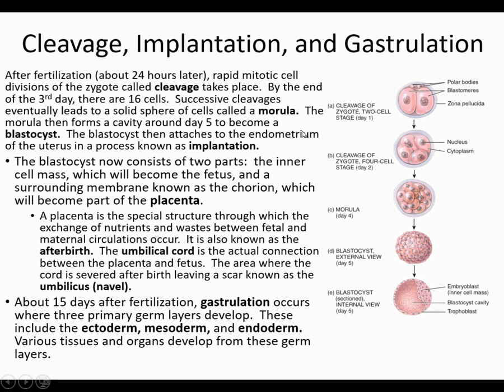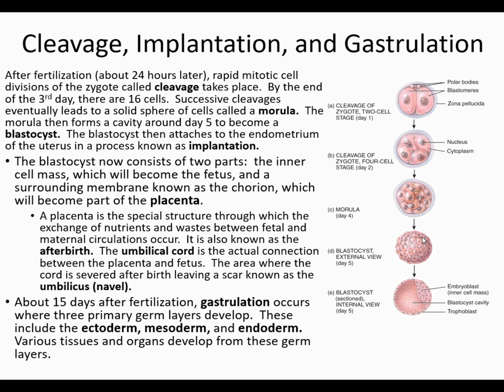Successive cleavages eventually lead to a solid sphere of cells called a morula. A morula is basically just a solid ball of cells, which the next day will become a blastocyst, which is a sphere that's hollow on the inside. This is important because this is what will travel to the uterus and stick to the wall in a process called implantation.